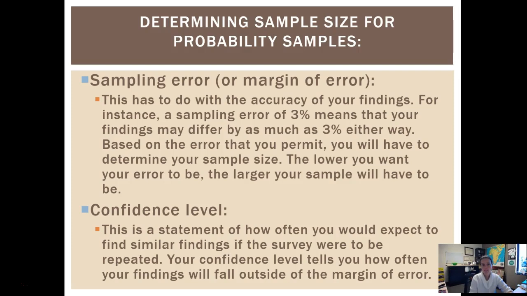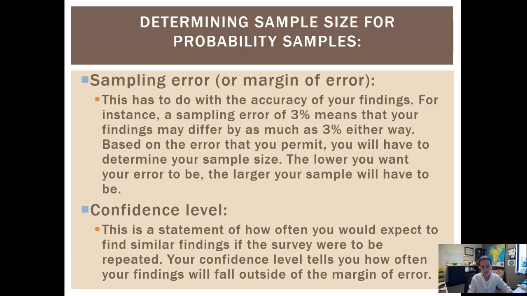So what that means is that your findings are very accurate, because even if you were to survey every single person in your population, your findings really wouldn't be that much off. They would only be off by 3 percentage points either way, plus or minus 3 percentage points. The lower you want your sampling error to be, the larger your sample has to be. So that's something to keep in mind. 3% is pretty much the lowest you'll see. If you want to go lower than 3%, you have to increase your sample size considerably, and it ends up not really being worth the extra resources.